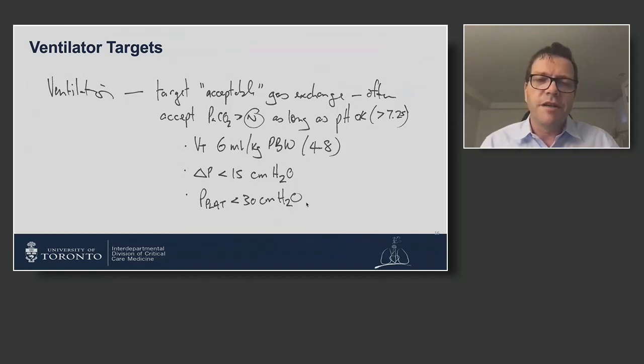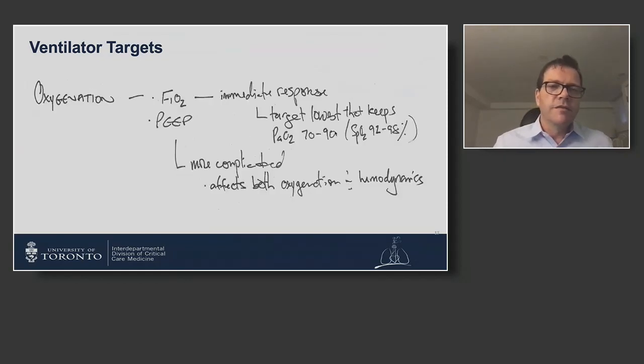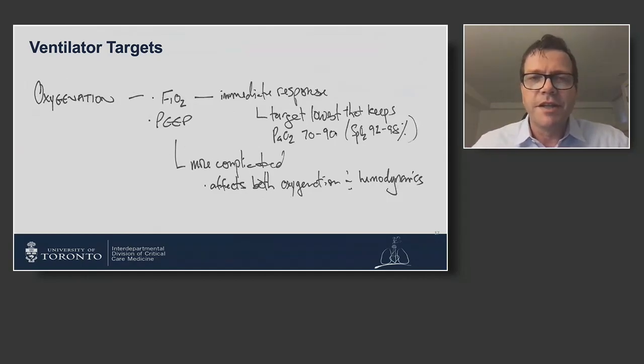That's the first thing. And then we also want to keep driving pressure, or the distending pressure that the lung is seeing, below 15 centimeters of water if we can, and a plateau pressure below 30. We'll hear more about these in the next talk. So those factors control ventilation, or CO2.